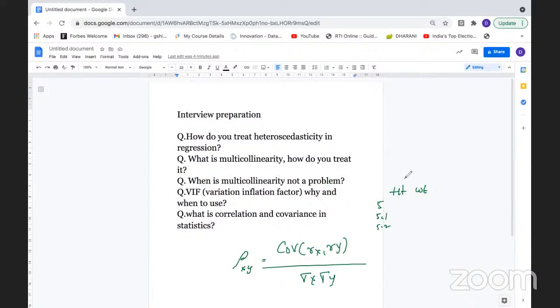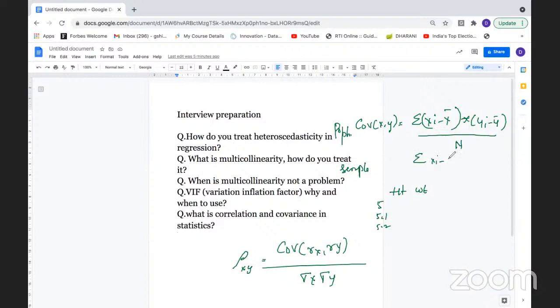So how can we write the formula for this? Covariance of x comma y is the sum of xi minus x bar, multiplied by yi minus y bar, where x bar and y bar are the averages, divided by n. If we are talking about a population, it is n. If we are talking about a sample, it is the same, xi minus x bar times yi minus y bar, divided by n minus 1.